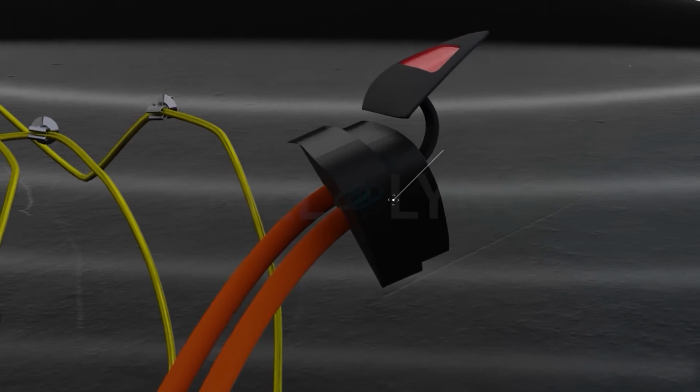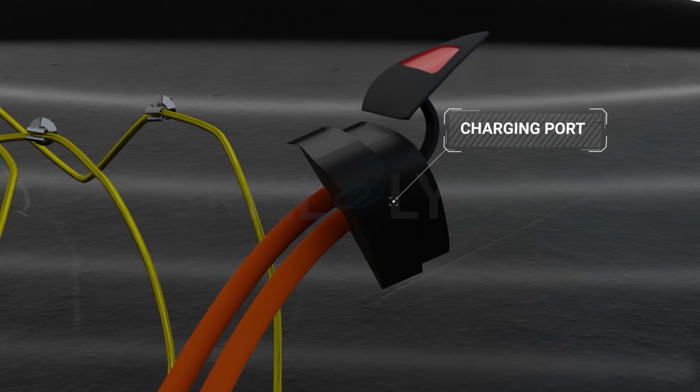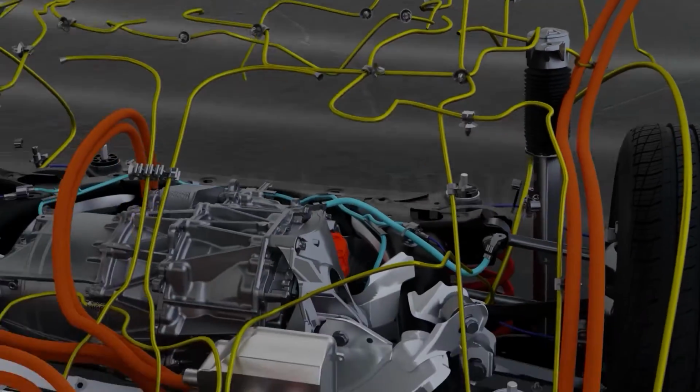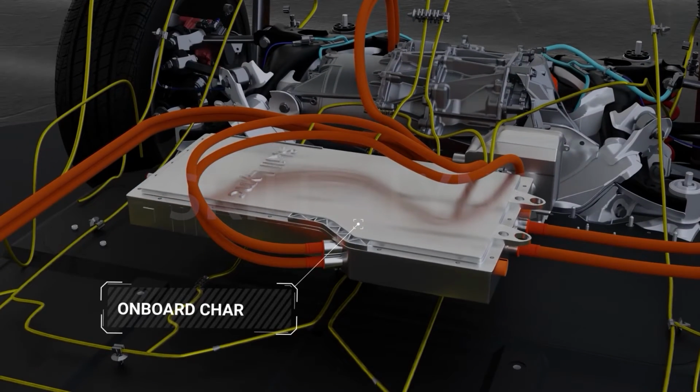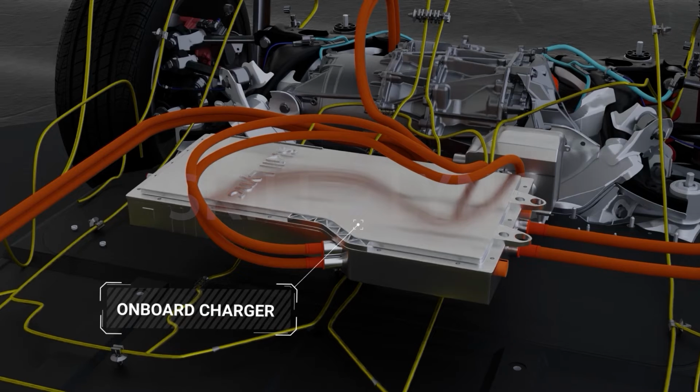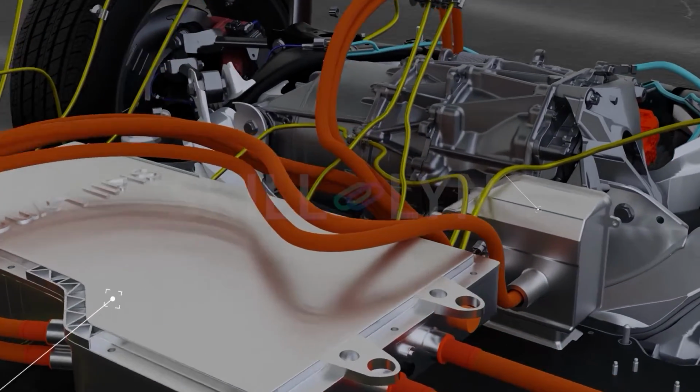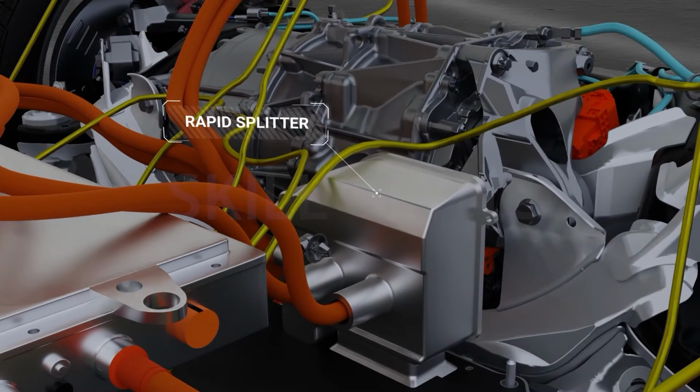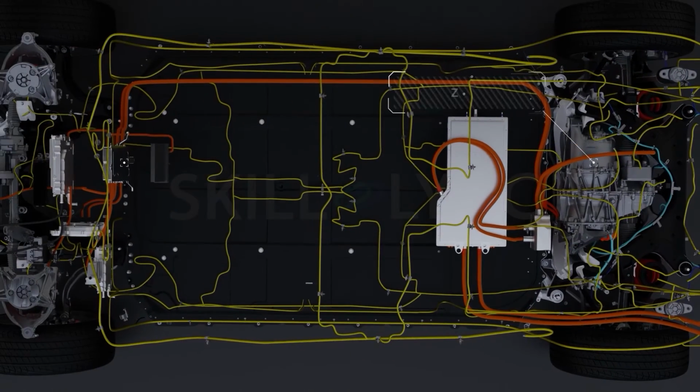In the electric vehicle, the wiring harness begins at the charging port where you plug it into the charger. It then goes on to the onboard charger that converts AC to DC. And from here, the wiring harness goes to the rapid splitter. The rapid splitter plugs into the battery pack and is also the point where the connection splits into two routes. While one route goes to the motor supply, the other goes to the high power distribution module.